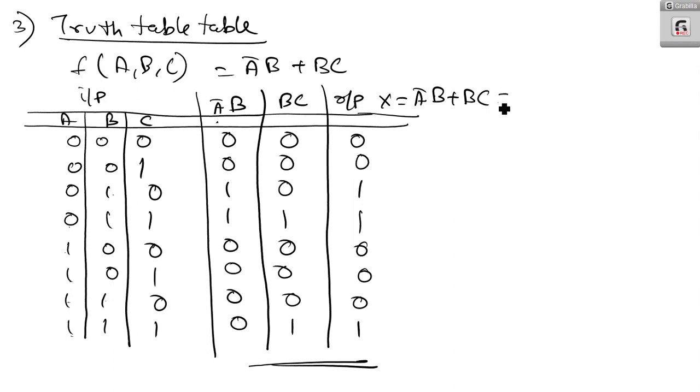This we can write as a function of a, b, c. Here you have to draw the entire truth table, including the input variables and the corresponding outputs. So this is basically the truth table form of representation.